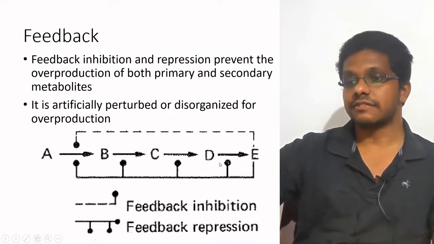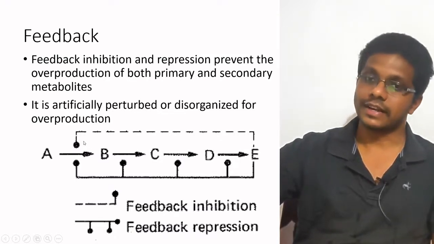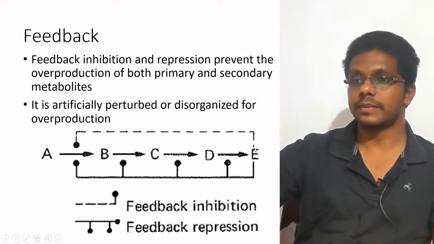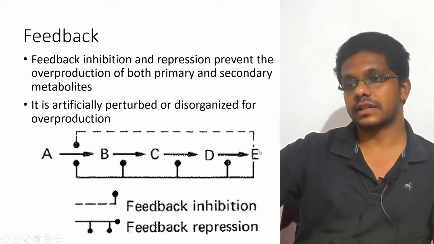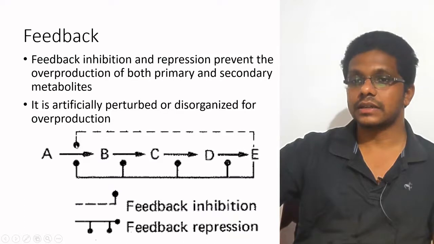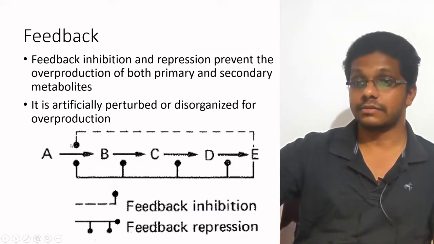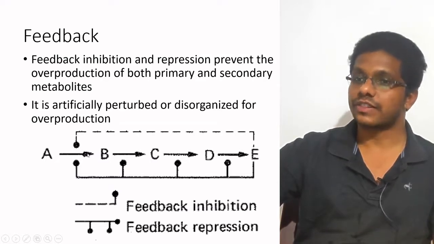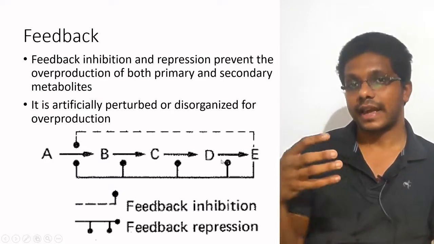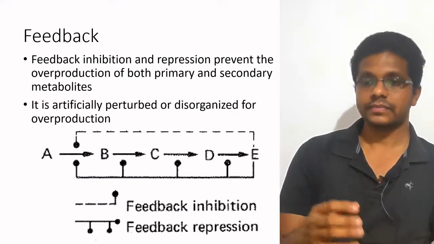So if a cell accumulates an excess amount of E, it binds to the first enzyme and reduces the flux through the pathway, so the production of E will be inhibited. Once the amount of E is reduced in the cell, what happens? The binding of E to the enzyme is loosened and the enzyme will be more active, so the flux through the pathway will be more and more E will be produced. By this mechanism, the end product is inhibiting or controlling the very first enzyme in the pathway.